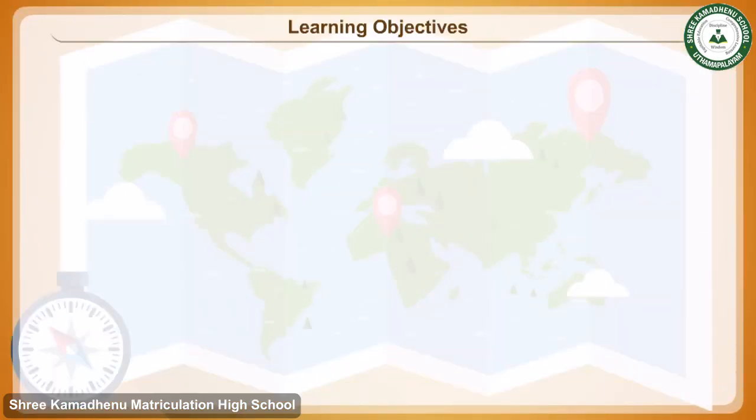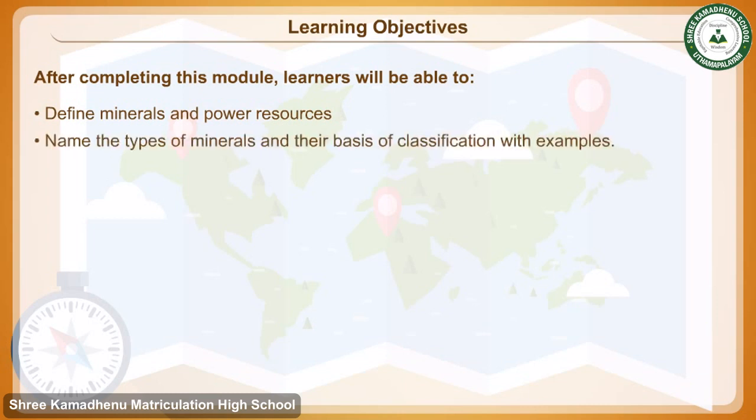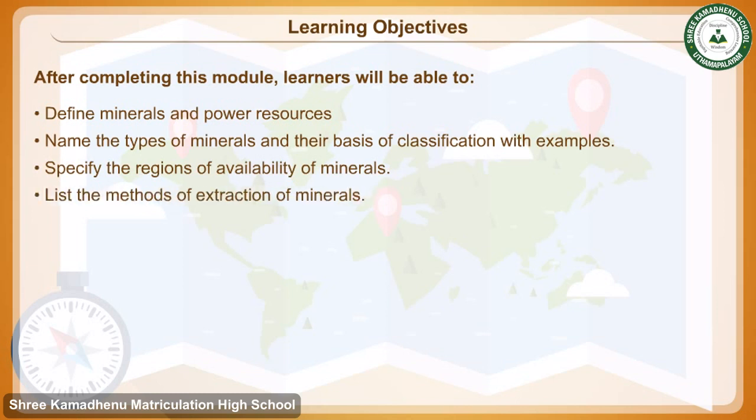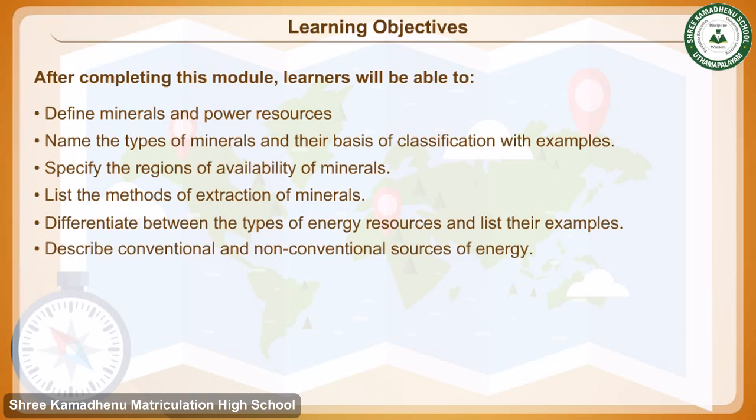Learning objectives. After completing this module, learners will be able to define minerals and power resources, name the types of minerals and their basis of classification with examples, specify the regions of availability of minerals, list the methods of extraction of minerals, differentiate between the types of energy resources and list their examples, describe conventional and non-conventional sources of energy, locate major minerals on map.